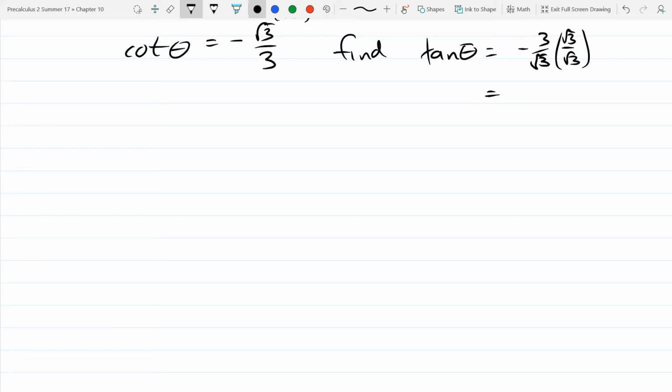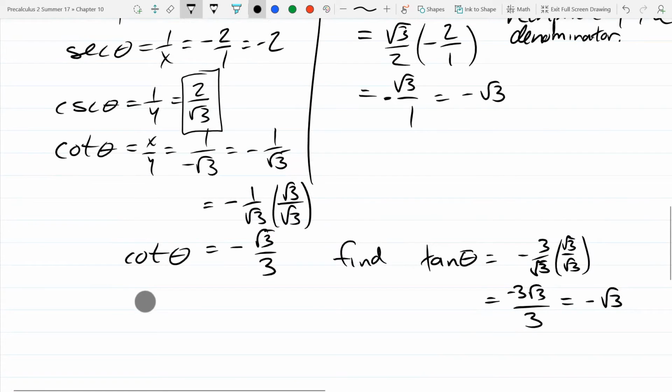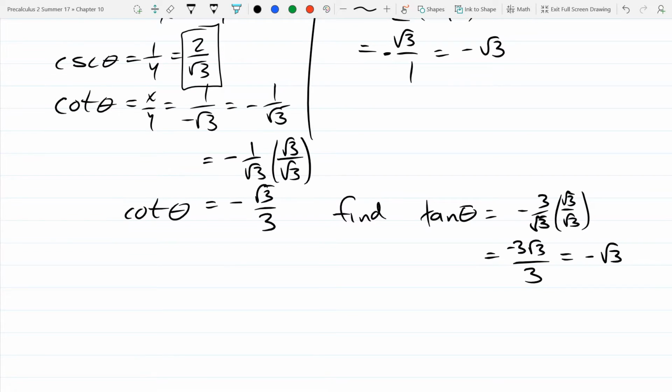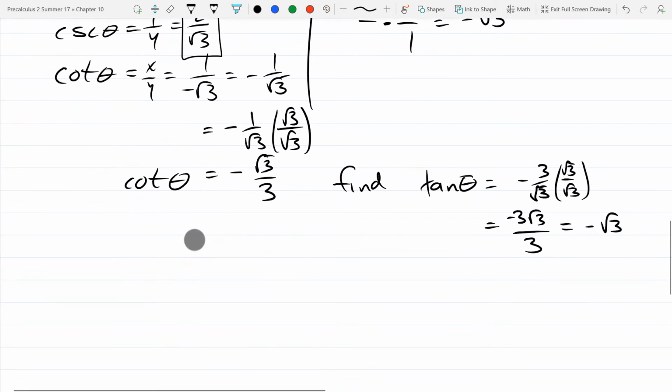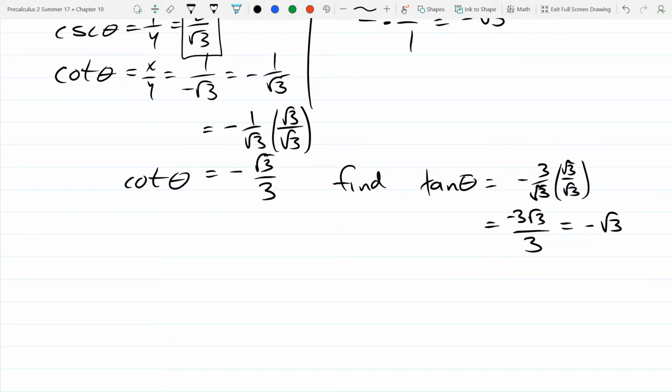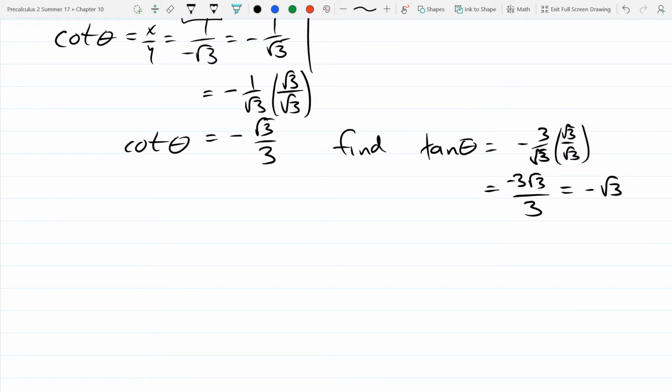Square root 3 times square root 3 is regular 3. So now 3's cancel, and we have negative square root 3. And yes, that is what we got for tangent originally, but if you keep rationalizing and rationalizing everything, sometimes you'll have to basically unrationalize. So you're just going to create more work for yourself, which I recommend that you don't do. I'll give you enough work that you shouldn't go and try to make extra work.